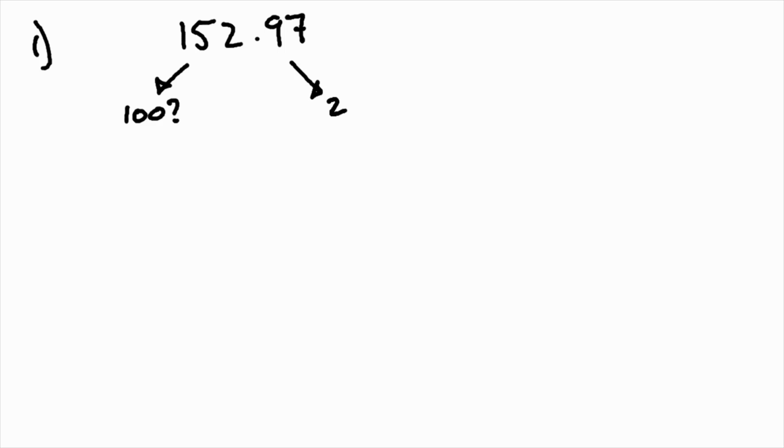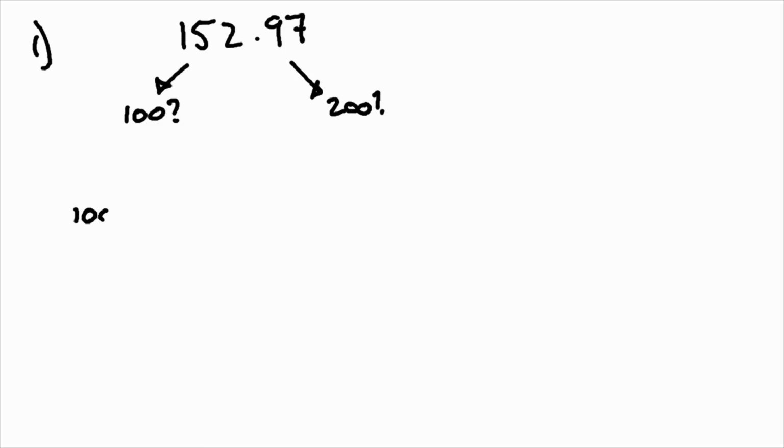In this video, we're going to be looking at rounding. Often when we deal with numbers, we don't need them to the same accuracy that they're written. So, for example, 152.97. Now, we may only be interested to see how many hundreds there are in this thing. So we want to know if this number is, say, closer to 100, or is it closer to 200?